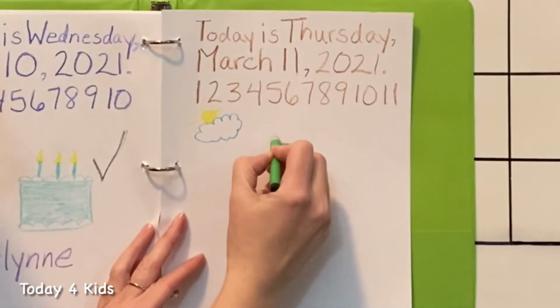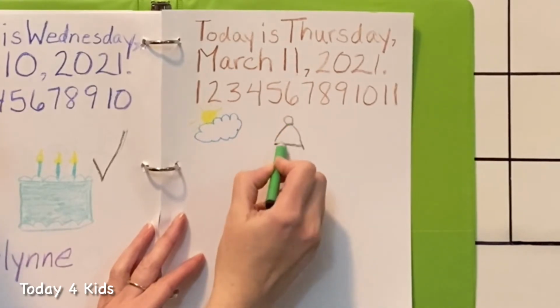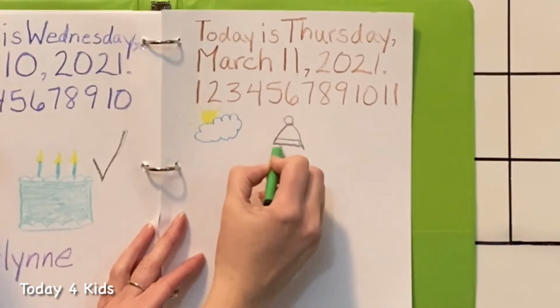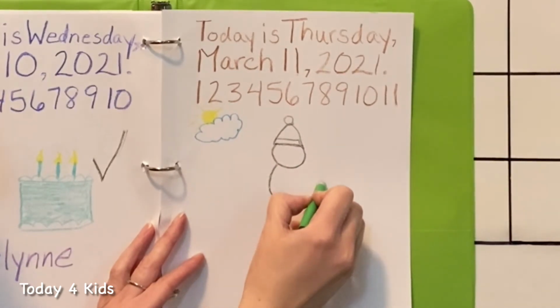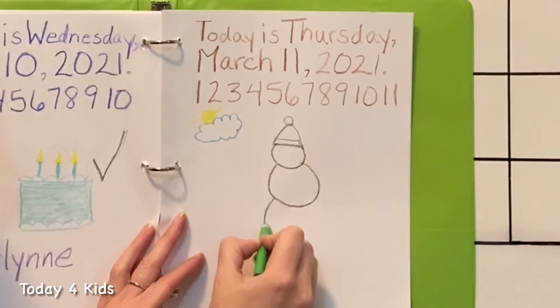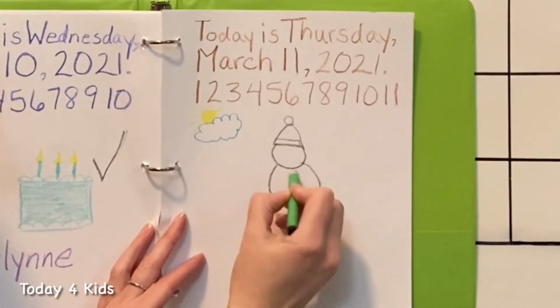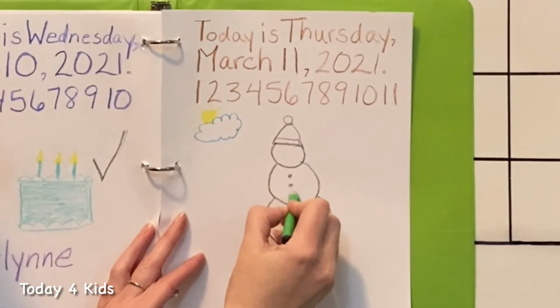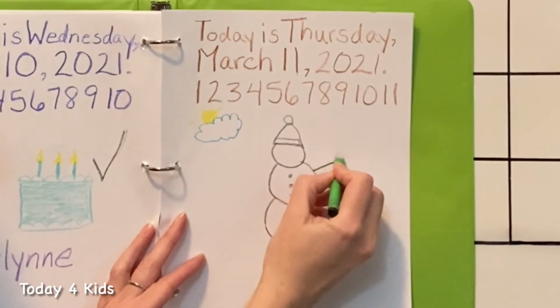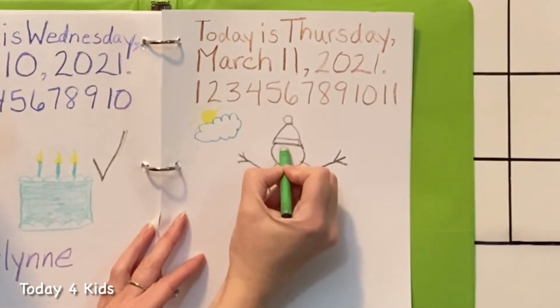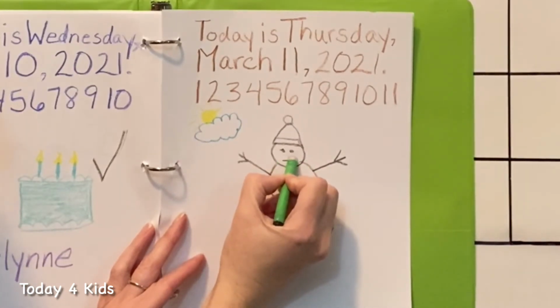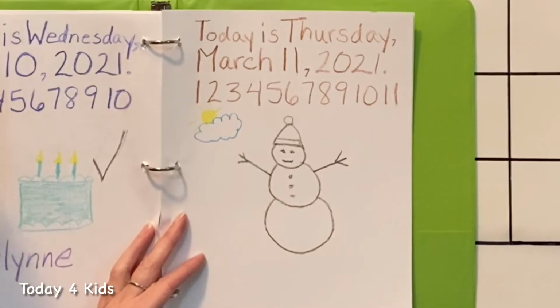I'm going to start with his hat with a little pom-pom on it. We call that a toque. We wear that in the winter time. And then one big ball for his head, another big ball for his body, and a really big ball for the bottom. And then I'm just going to put some rocks here for his buttons, and I'll grab a stick for his arms, and then I'll put some rocks for his eyes, and maybe another little stick for his mouth there. And if I have an orange crayon, then I can make an orange carrot nose.